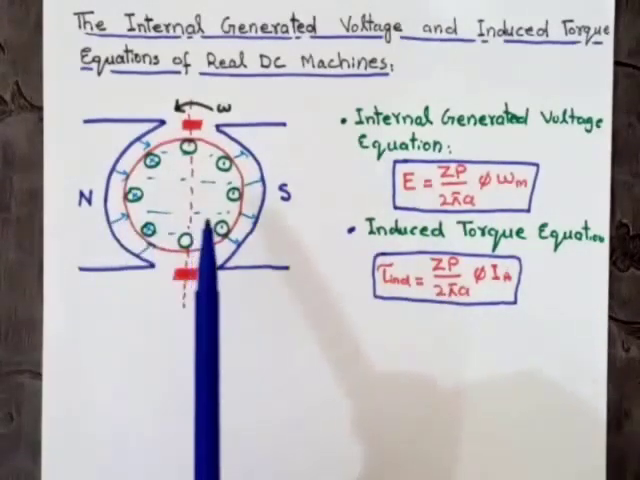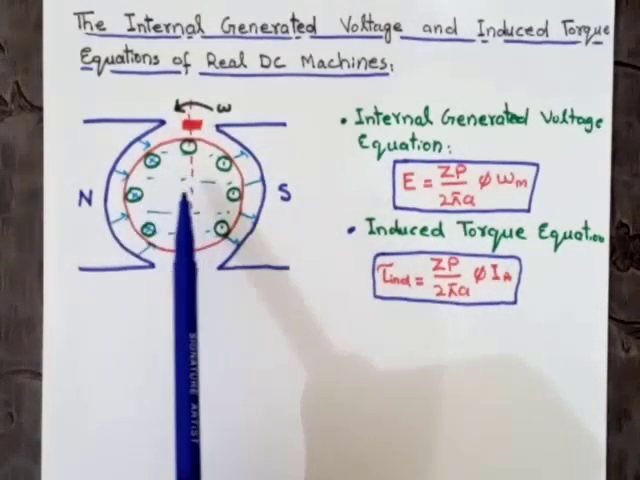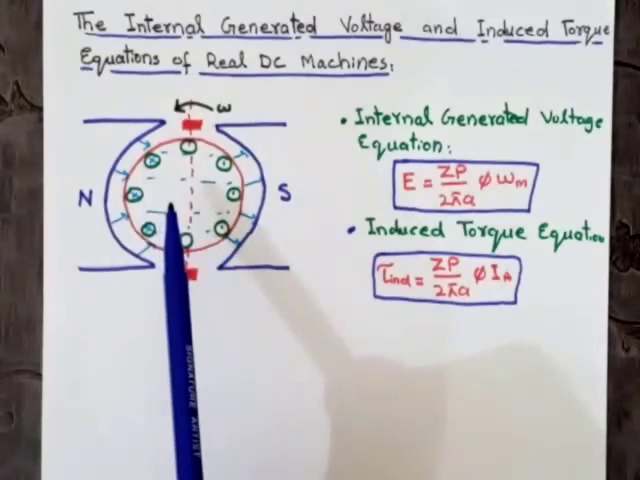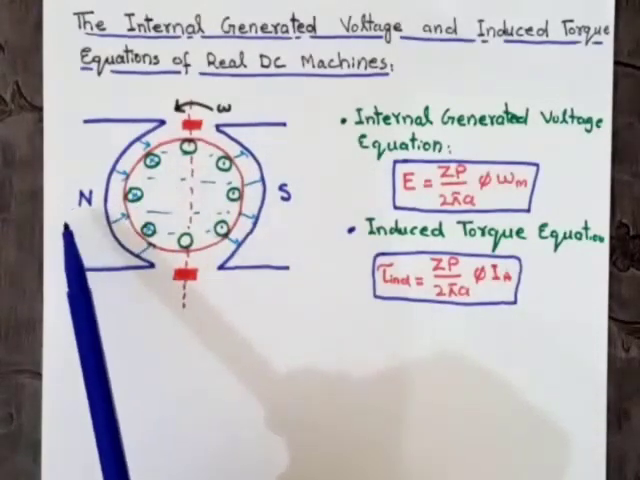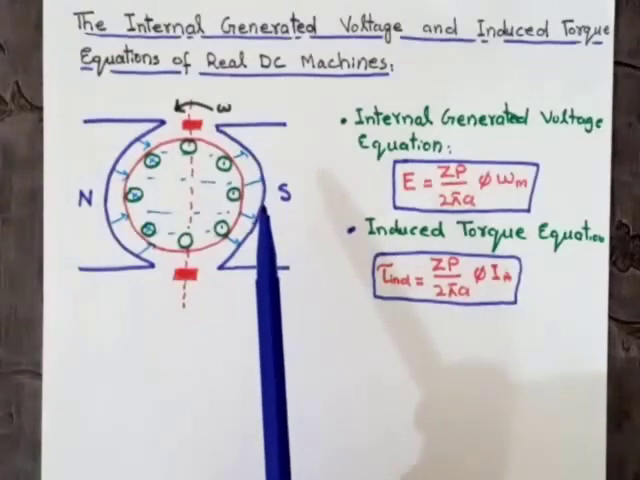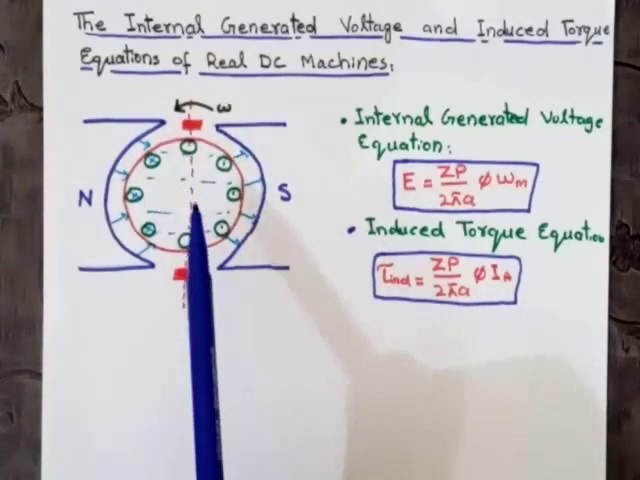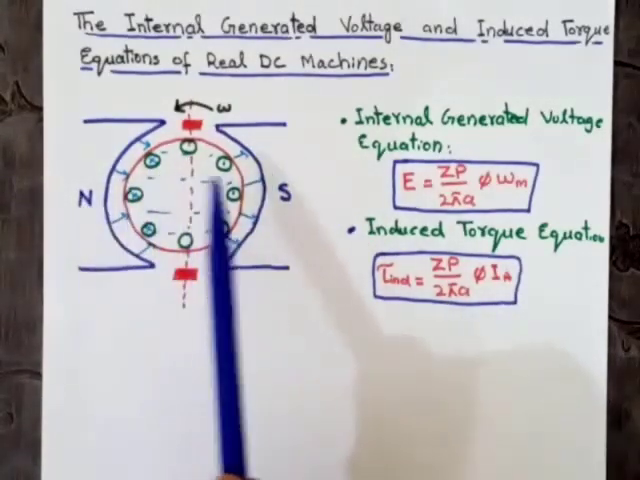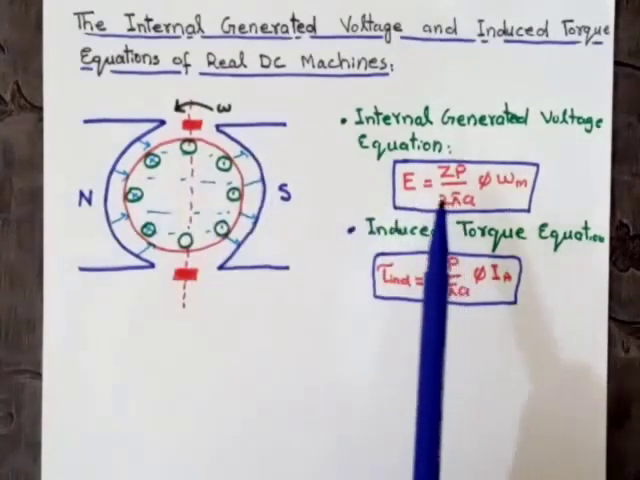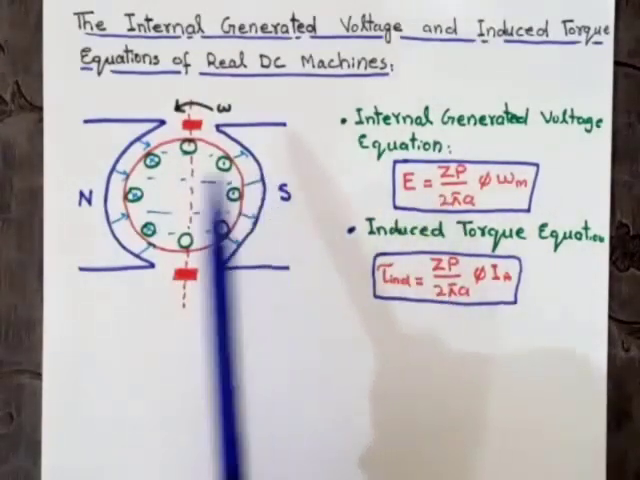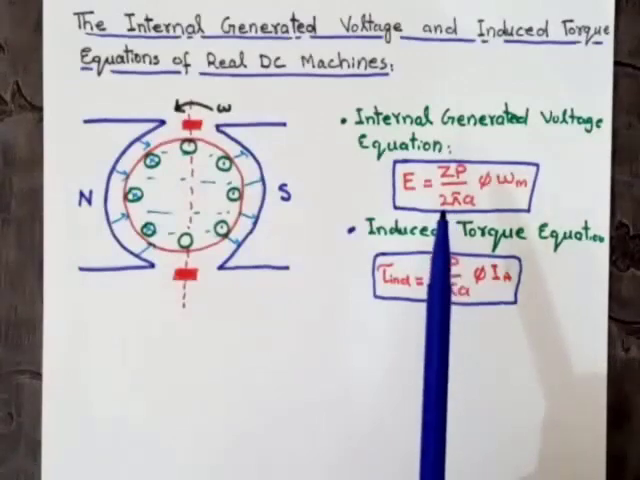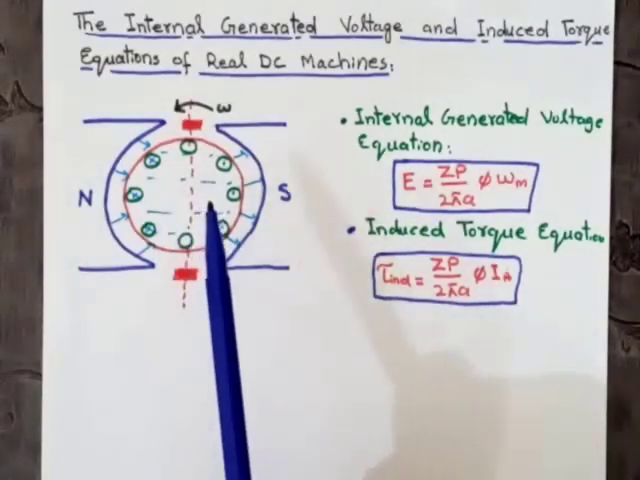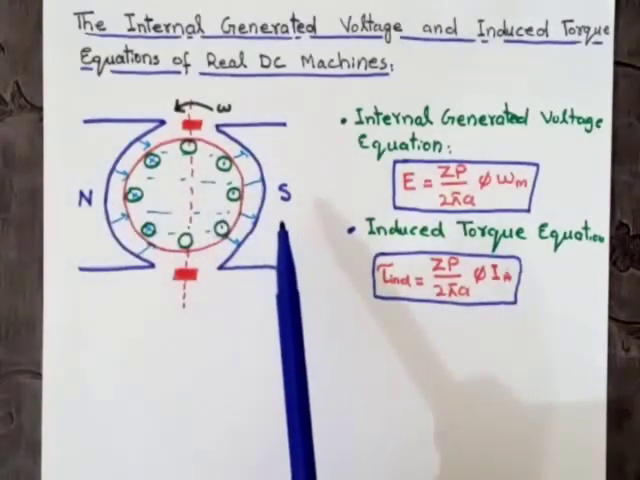As you can see in this figure, there are 8 coils. 3 coils are under the north pole and 3 coils are under the south pole. Here the 2 coils are between the north and south pole. But in this formula, we use the total number of conductors. That is, we assume that all the conductors are at a time under the north and south pole.